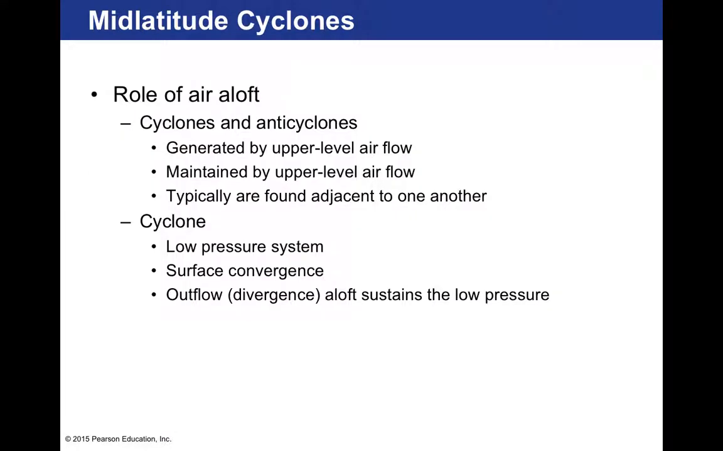All right, the last slide on mid-latitude cyclones: the role of air. Again, cyclones and anticyclones are generated by upper level airflow and maintained by that airflow, and they are typically found adjacent to one another. So you're always typically going to see a high pressure and low pressure associated with each other, a pair of them shown together. And just as a reminder, the cyclone is a low pressure system where you have surface convergence, which gives you an upper flow, which makes air rise and create this severe weather.